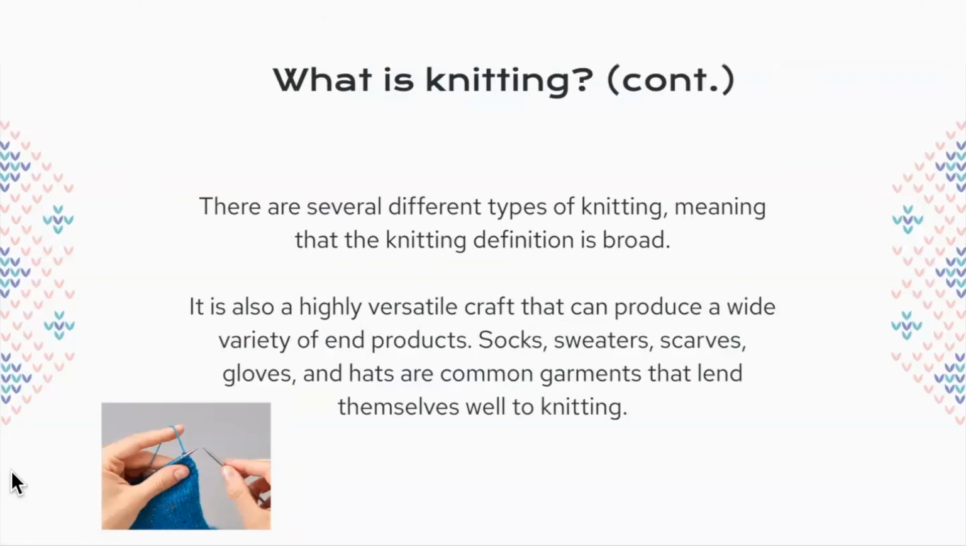So a continuation of speaking about what knitting actually is, there are lots of different types of knitting, meaning that it's kind of an umbrella term, or it has a very broad definition. And it's also highly versatile, meaning it can produce a very wide range of products. Lots of people knit socks, sweaters, scarves, gloves, hats, etc. Those are some of the common garments that lend themselves well to knitting, but there are also other things. I know there are a lot of people my age who started knitting their own shirts or tank tops as well, which is quite cool.